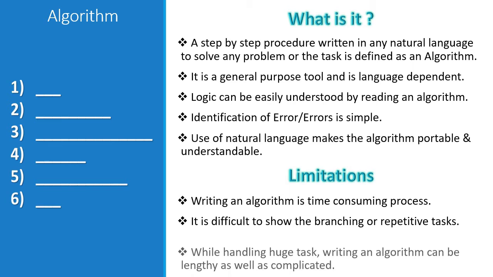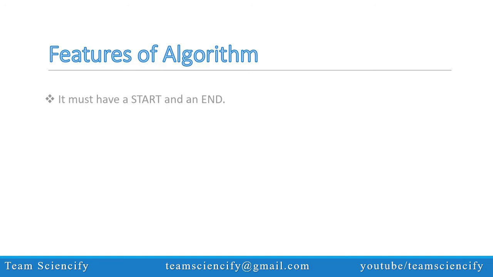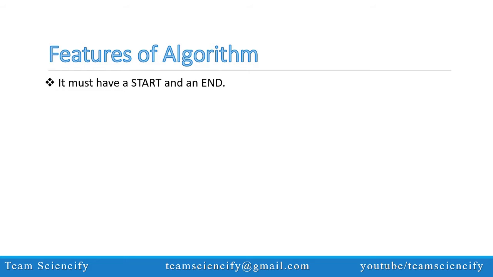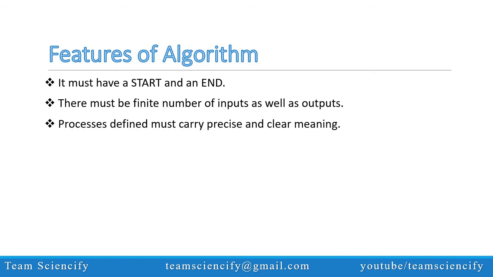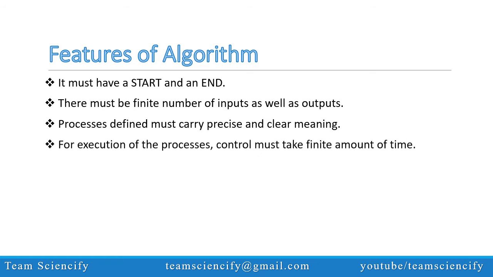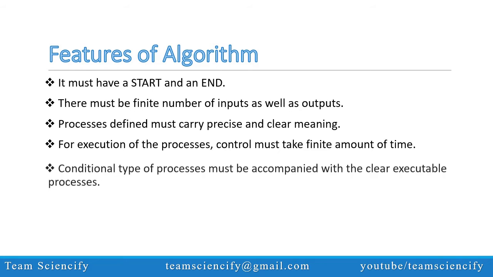Let's move to the next part and see some of the features of the algorithm. Every algorithm must have a start and an end, which are called the terminals. There must be a finite number of inputs as well as outputs. Make sure that the process defined in each step carries a precise and clear meaning. In order to execute the defined process, control must take a finite amount of time. Conditional type of process must be accompanied with clear executable processes.